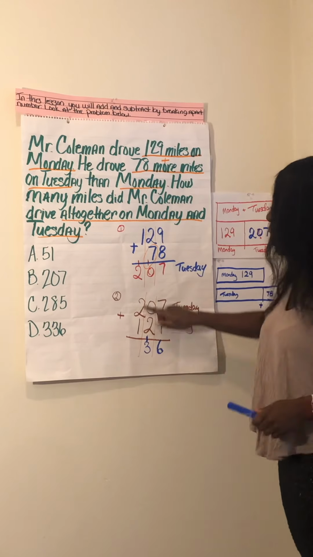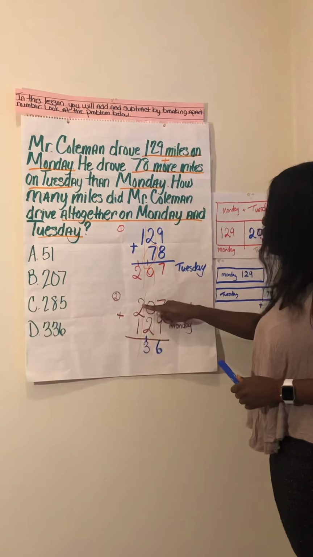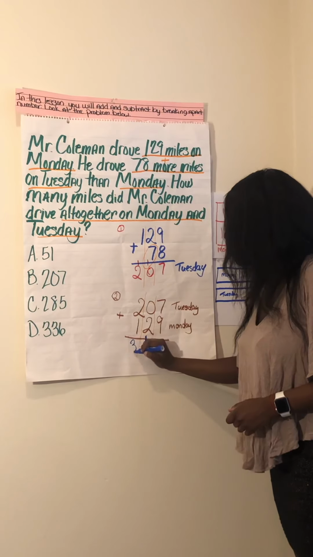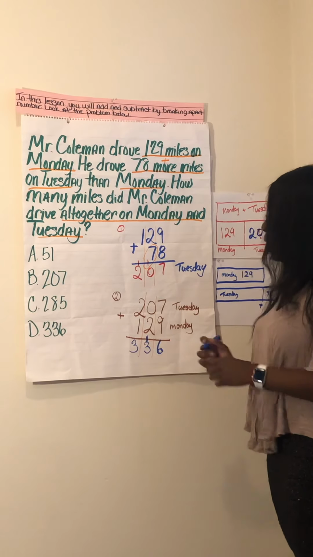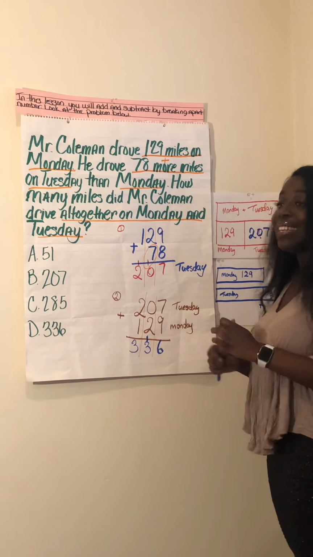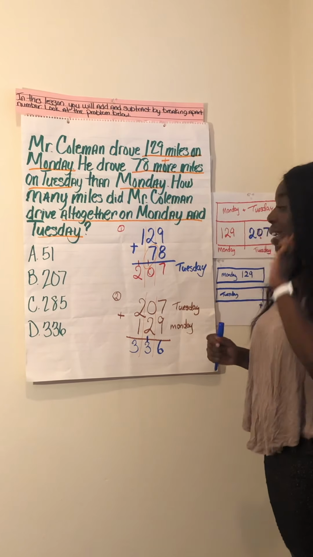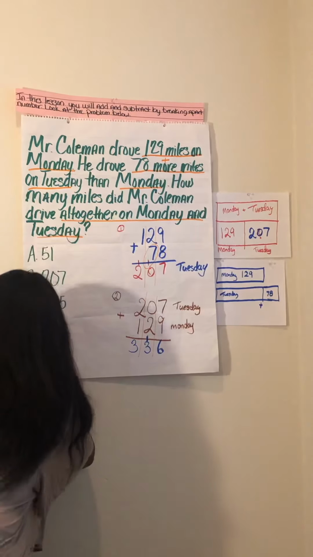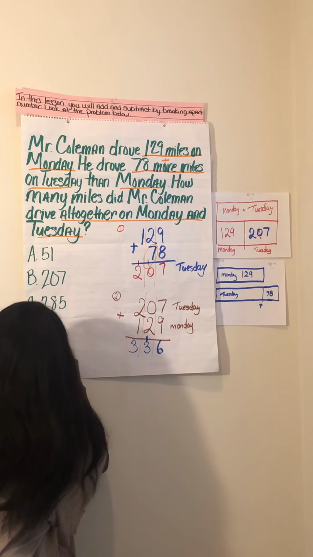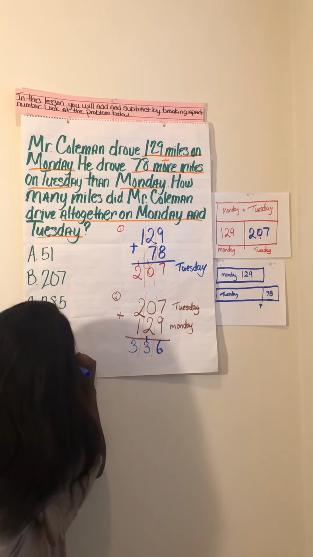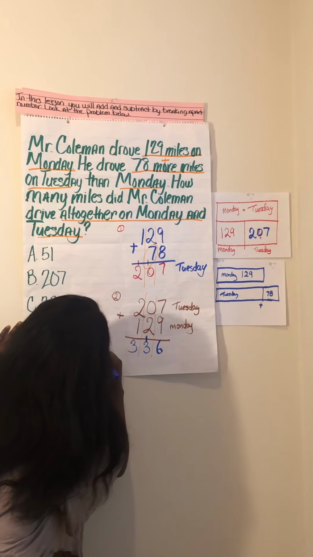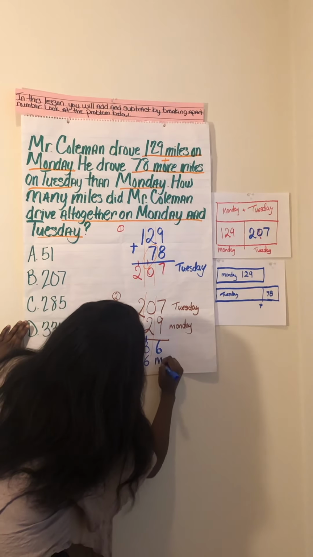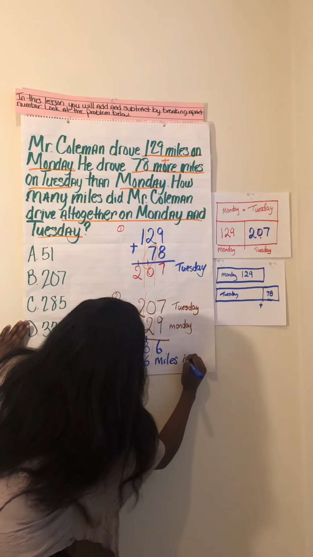Lastly, I'm going to add my hundreds units. 200 plus 100 equals 300. So now we know he drove 336 miles altogether. So I need to write a statement. Mr. Coleman drove 336 miles in all.